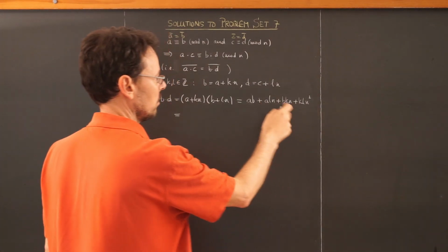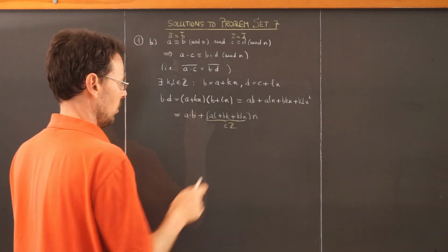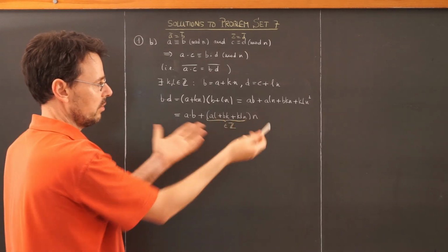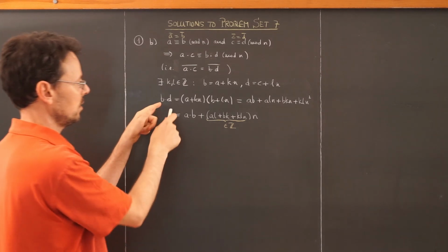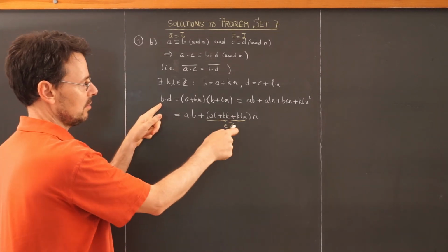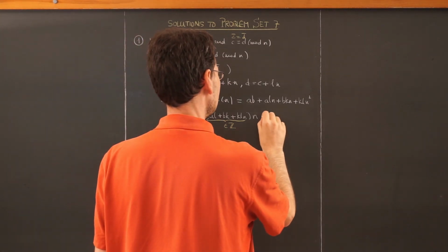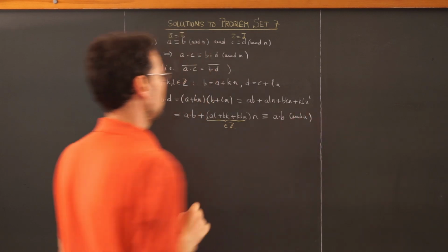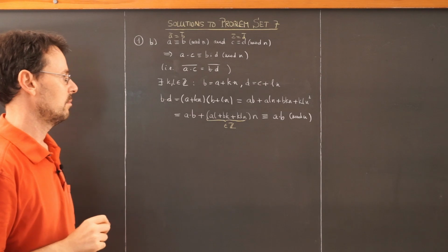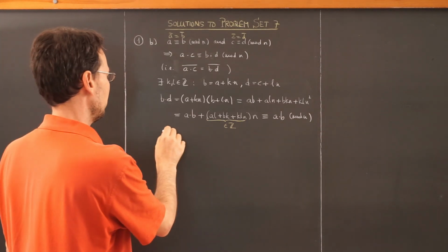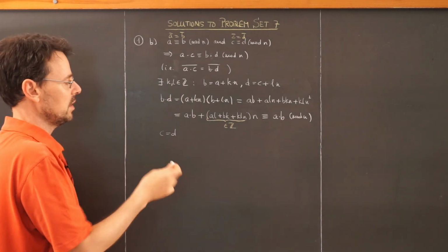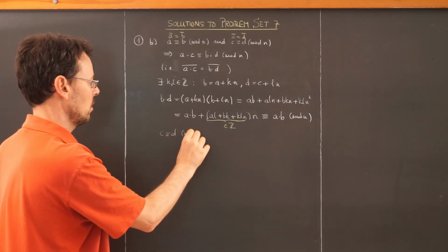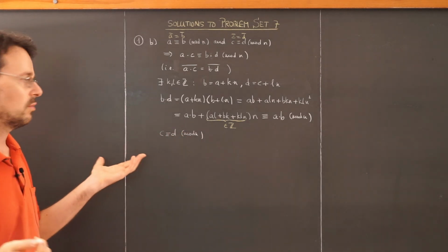So now we see here an n can be factored out. Okay, but now the expression here in the parentheses is clearly an integer because all those are integers. So I end up with bd equals ac plus some integer multiple of n, which means exactly that bd is congruent to ac mod n. And the special case c equals d follows immediately, because if they are equal, then of course they are congruent mod n, because the difference is 0.